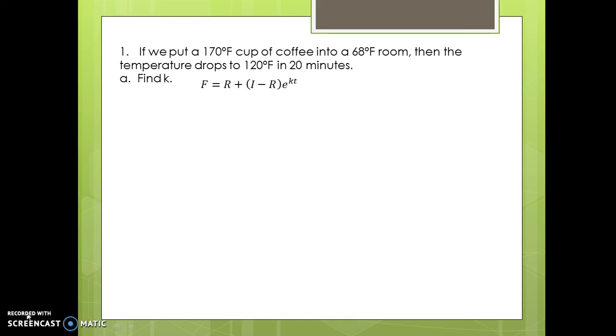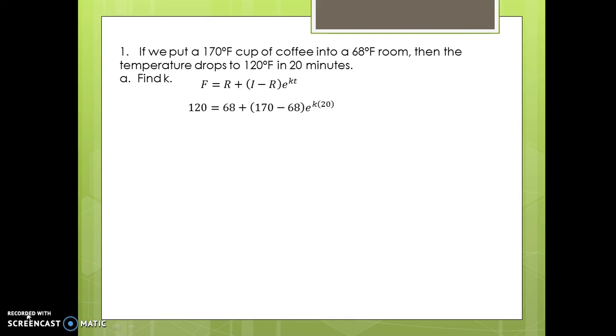So here's our equation. We know some things. We know 120 is the final temperature we want it to be. R, which goes in two places, is 68. It's the room's temperature. The initial temperature of the coffee was 170 degrees. You're never going to put a number in for e. e is a constant, and I'll show you how to do that a little bit later. K is what we're looking for, and t was 20 minutes.